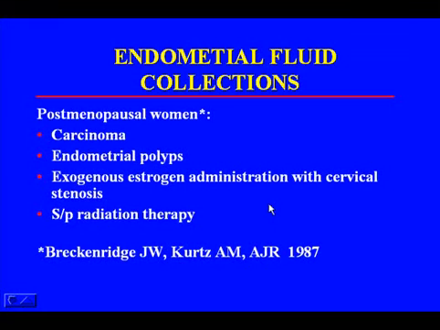In postmenopausal women, endometrial fluid collection may be due to carcinoma, endometrial or cervical, endometrial polyps, status post-radiation therapy, but the most common cause of endometrial fluid collection in the postmenopausal woman is probably exogenous estrogen administration due to some degree of cervical stenosis.